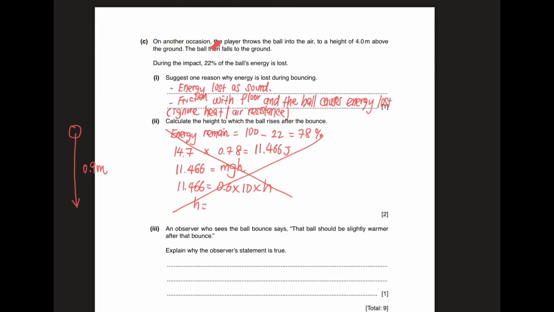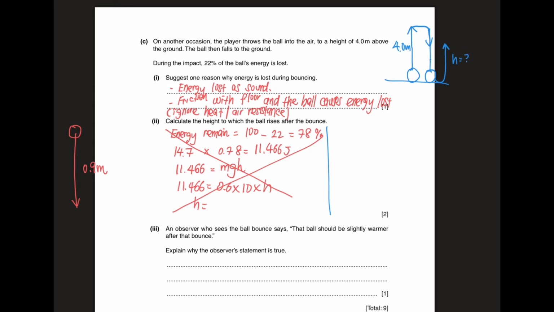On another occasion, the player throws the ball into the air. So which means now it's supposed to be like this. The player throws the ball into the air to a height of 4.0 meter above the ground. The ball then falls to the ground, hits the ground, and then bounces off. And we want to find the height.